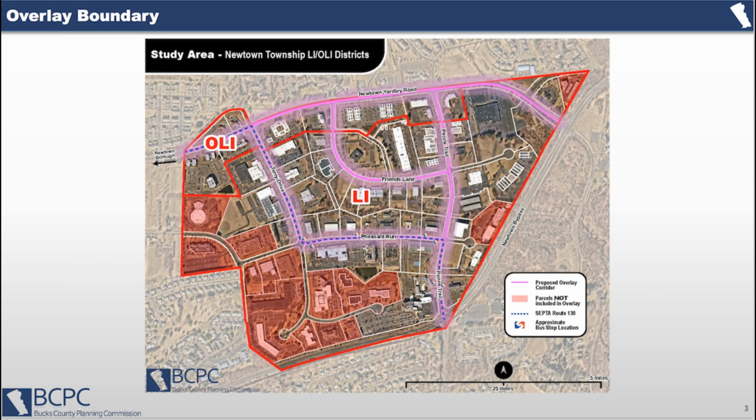All right, so first, as we've talked about, this is the boundary that we've considered for the overlay. Just as a reminder, it includes all the parcels that have frontage along the roads that are highlighted in pink. And so that would make all the parcels within those two underlying zoning districts included, except for those that are shaded in red here. So it's the majority of parcels with the exception of those that you see there.